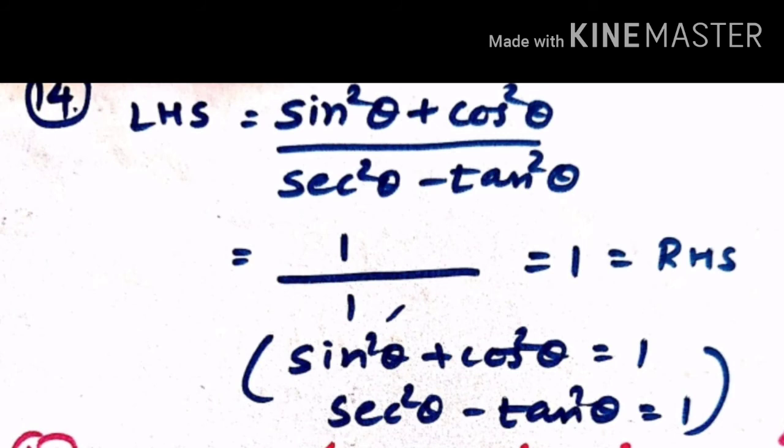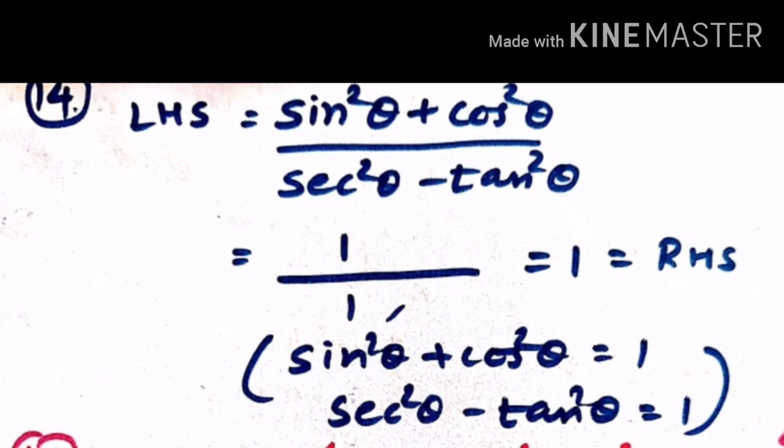So left hand side is equal to sine square theta plus cos square theta upon sec square theta minus tan square theta. Now check the numerator, the numerator sine square plus cos square value is 1. Also the denominator sec square minus tan square value is 1. So I have written 1 by 1 is equal to 1. That is our RHS. Very simple. So other questions are similarly simple only. So you have to solve by yourself. Now I have written in the bracket what relation I am using. You have to check it properly.